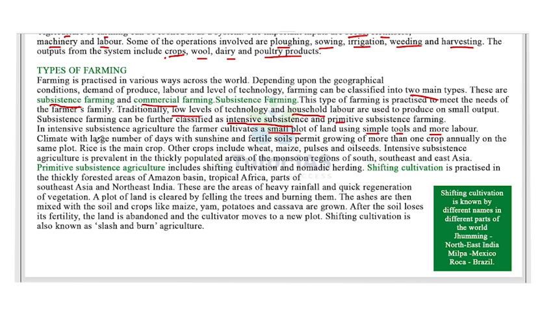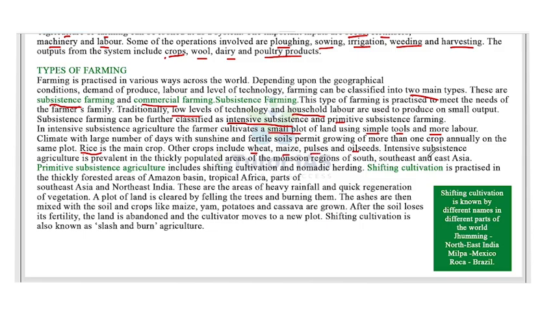Climate with a large number of days with sunshine and fertile soils permit growing of more than one crop annually on the same plot. Rice is the main crop. So rice is the main crop of intensive subsistence agriculture. Other crops include wheat, maize, pulses and oilseeds.